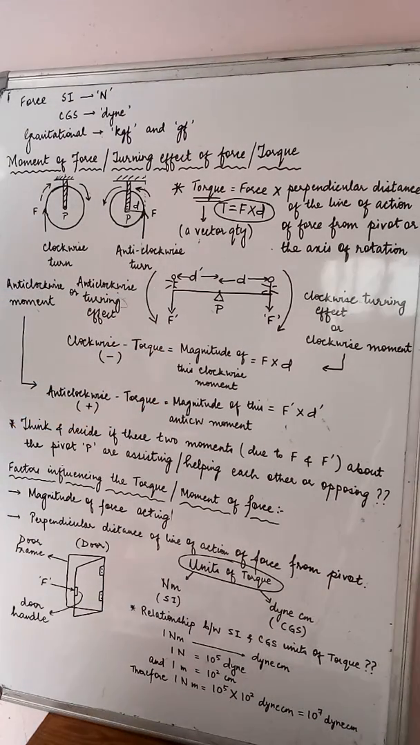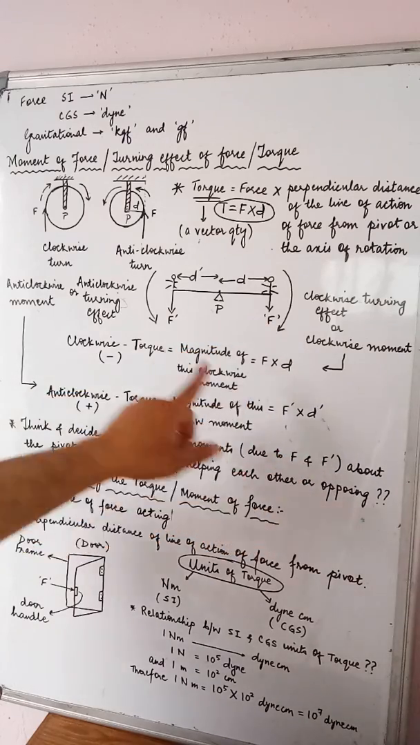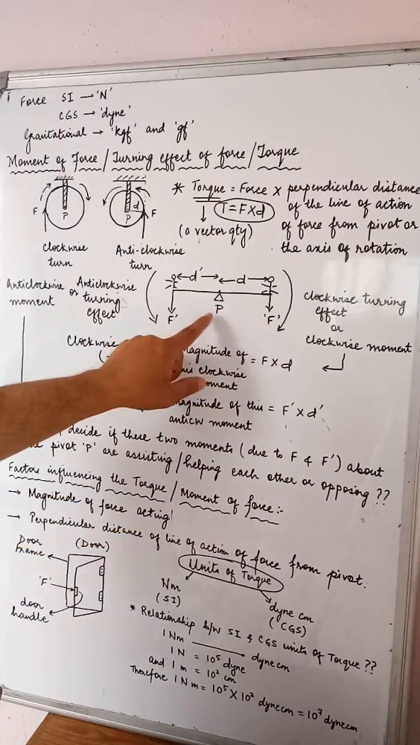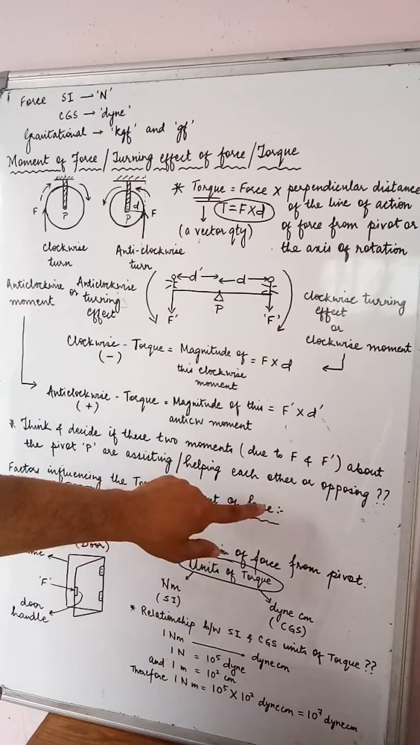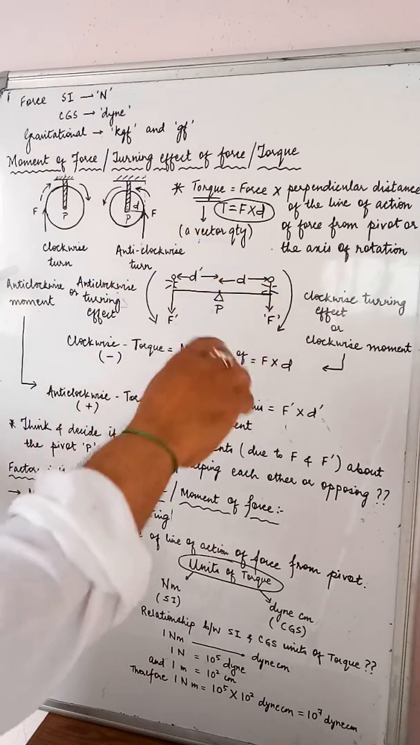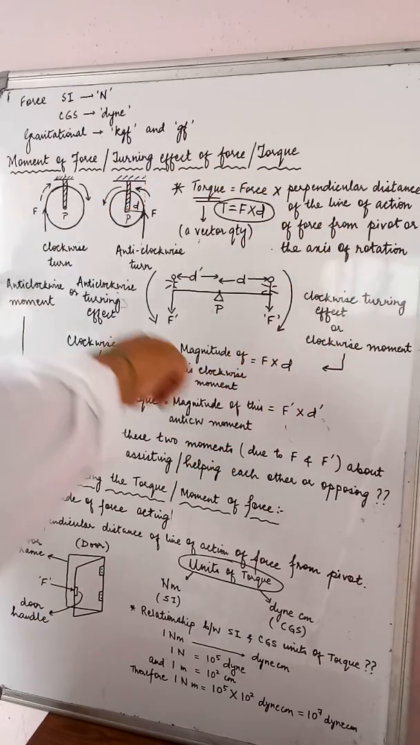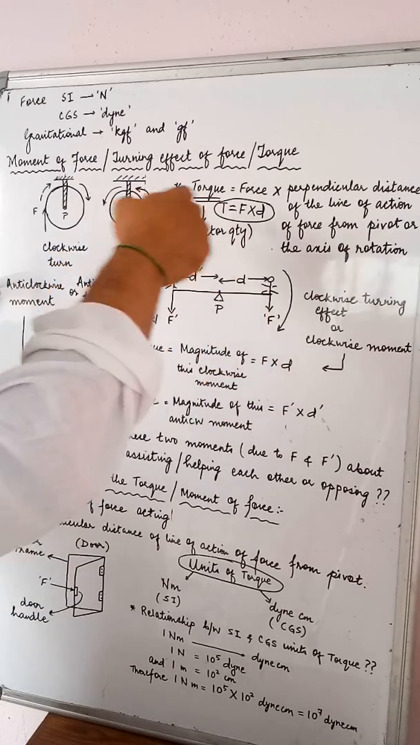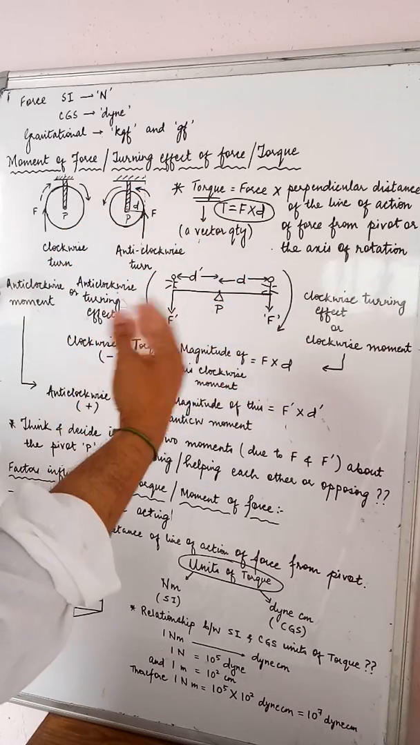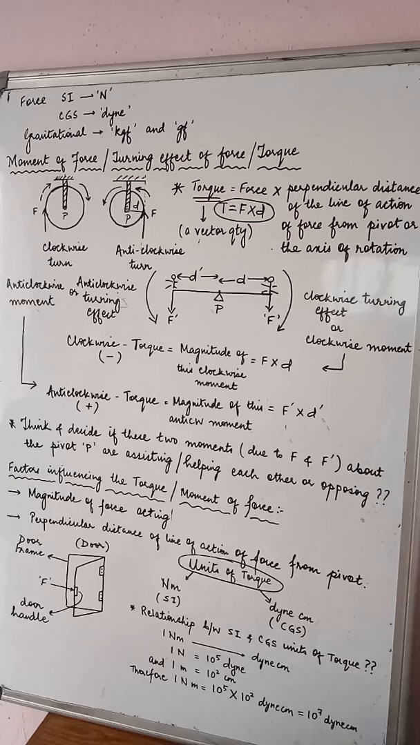So now the obvious question I have written over here for you just to save time. Think and decide if these two moments due to F and F dash about the pivot P are assisting and helping each other or they are opposing each other. So how do we know whether they are actually helping each other or opposing? So you see, you will have to look at the direction. This torque is trying to produce a clockwise turning effect, whereas this is going to produce an anti-clockwise turning effect. So they are basically trying to cancel each other out, or they are opposing each other. Okay, so that is what we understand by the term torque.